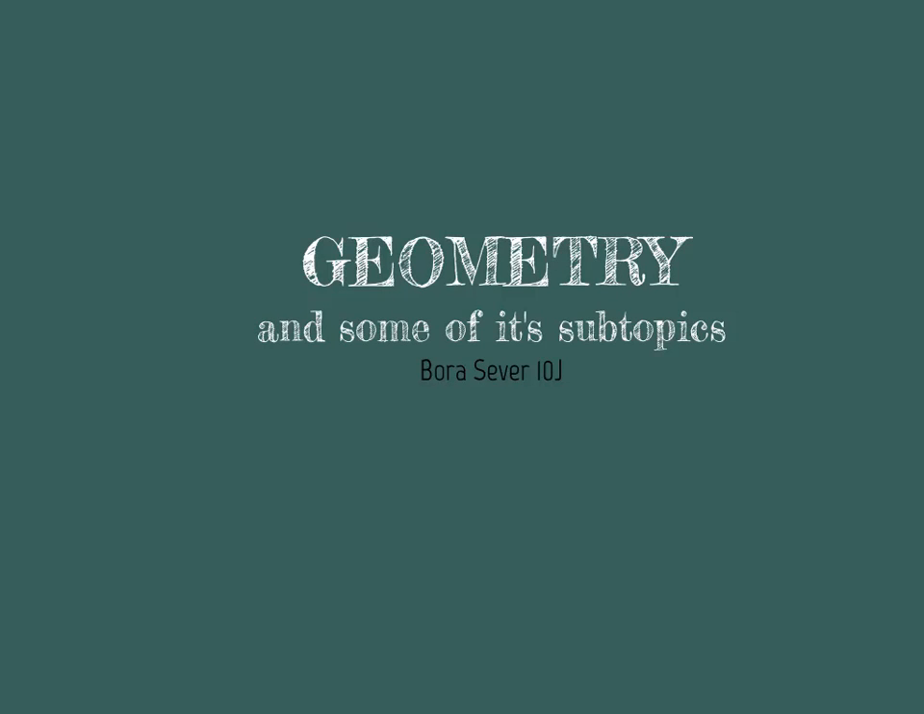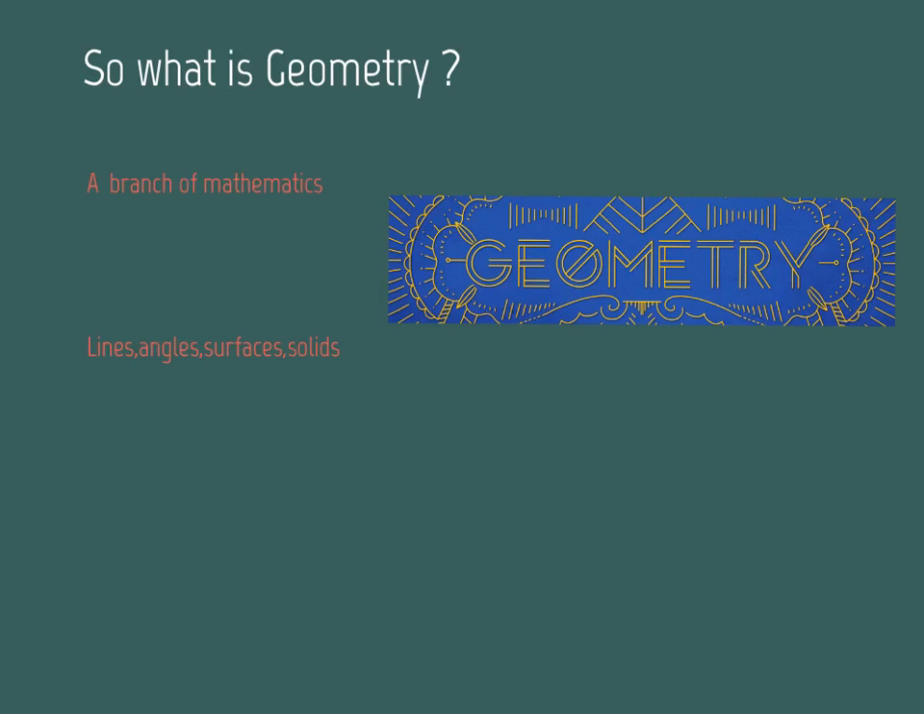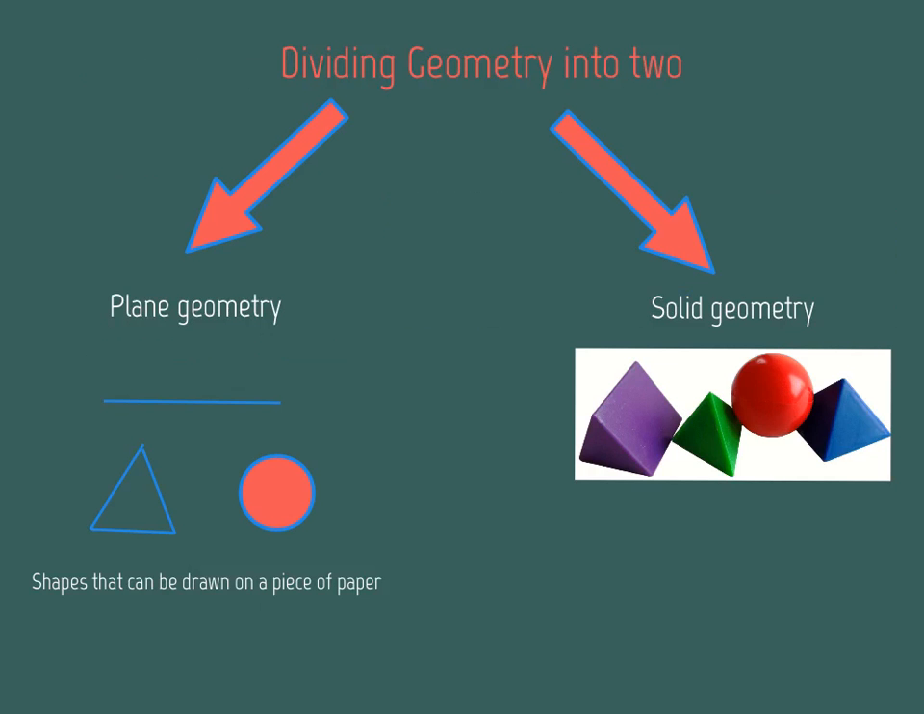In this video, I'll be talking about geometry and subtopics. Come on, let's start. So, what is geometry? Geometry is a branch of mathematics that deals with the measurement, properties, and relationships of points, lines, angles, surfaces, and solids. So, we said that geometry is a branch of mathematics, but geometry also divides into two. We can divide geometry into two, like plane geometry and solid geometry.